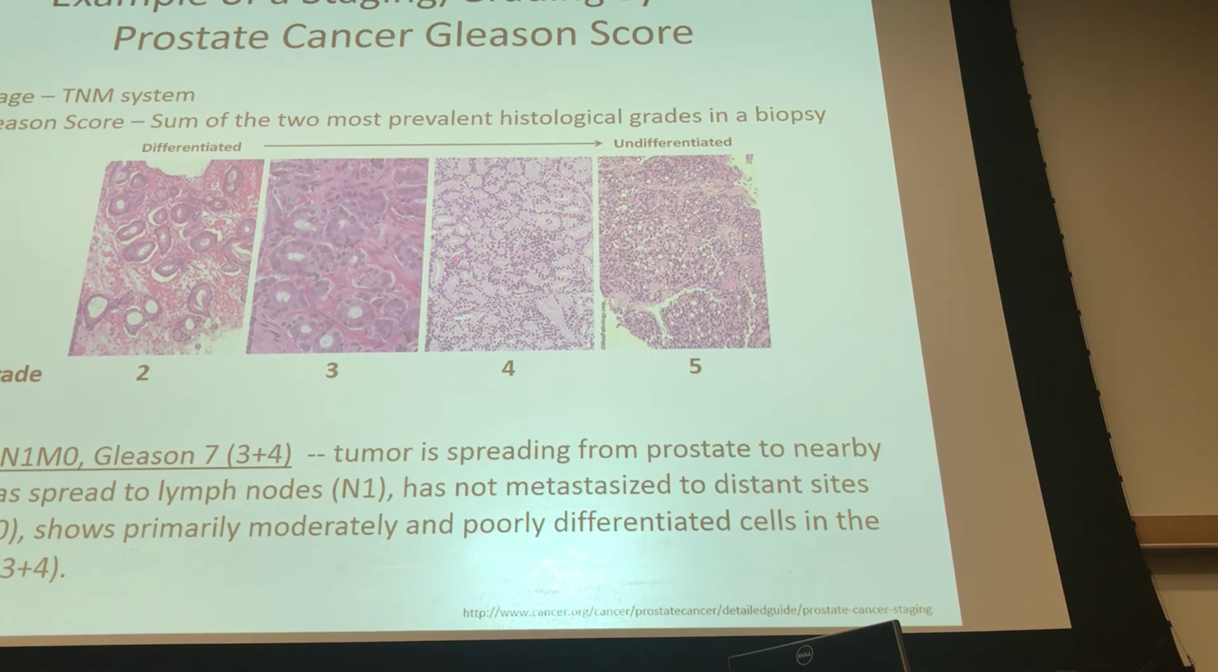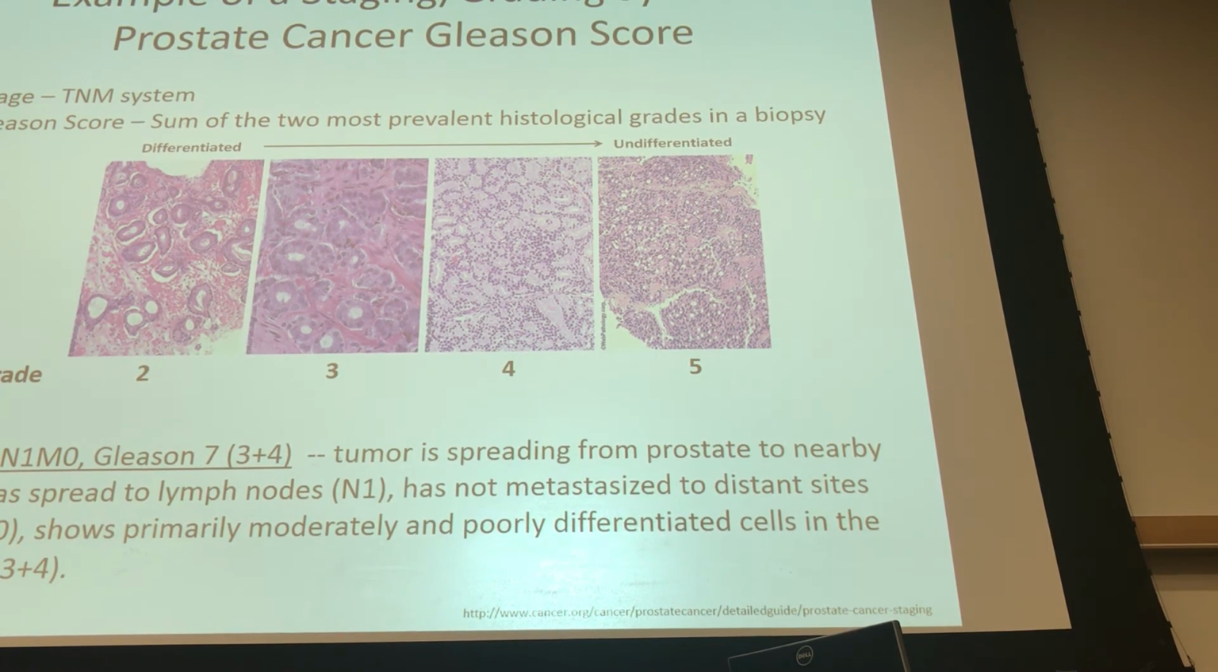And so here's an example of putting together staging and grading. So this person could have a T4, N1, M0, and have a Gleason score of 7. So when you looked at the tumor under the microscope, it looked mostly like 3 and 4. So this is going to be a tumor that's spreading from the prostate into nearby tissue. So that's why it's a T1. It has spread to the lymph node, so that's why it gets an N1. It hasn't metastasized yet, so that's why it gets an M0. And it's showing primarily moderately and poorly differentiated cells in the biopsy, so that's why it's getting 3 and 4. Okay?